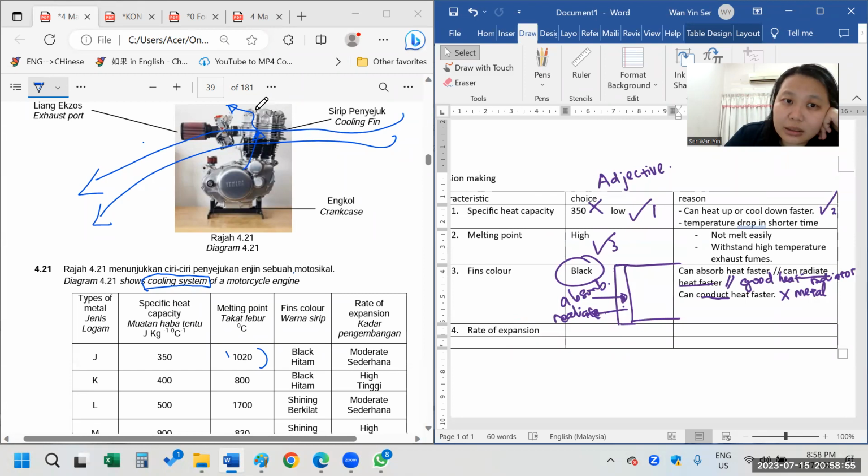Okay, then you might say, teacher, in real life, I seldom see a black cooling fin. Correct. Because this is the original color of the metal. Okay, but if you want the better efficiency, black is better. But of course, black will increase the cost. And some more cannot use normal paint to paint it because it's quite hot. So if you want to paint it black, it will be high cost.